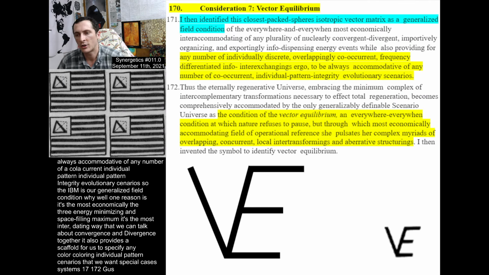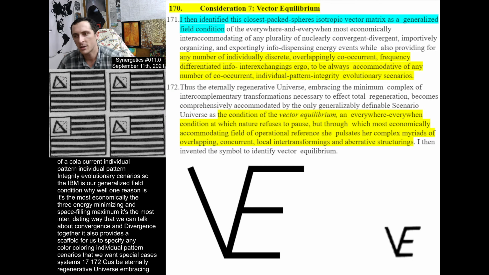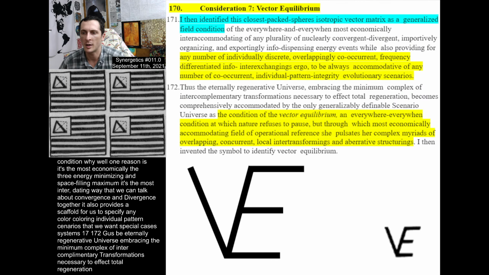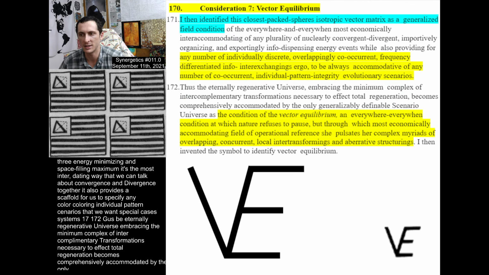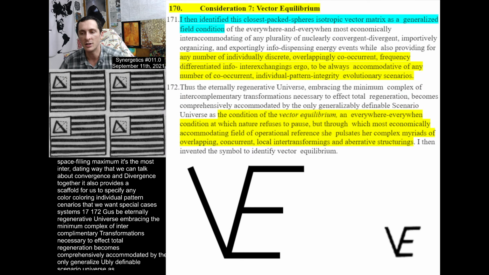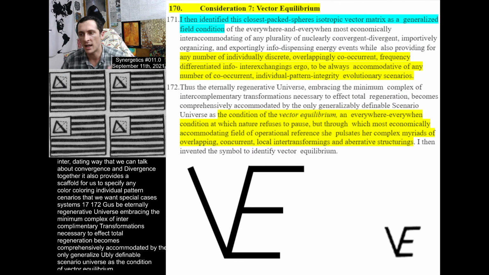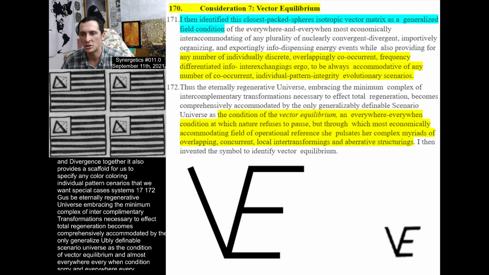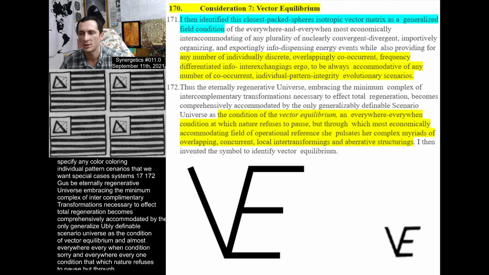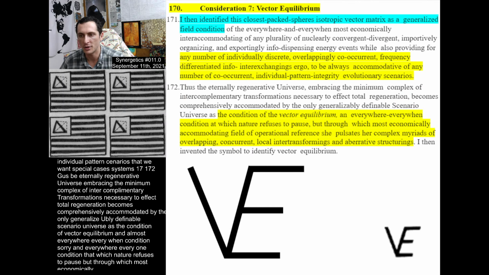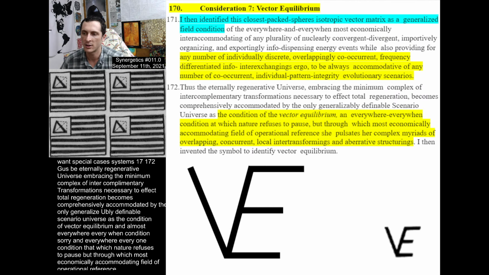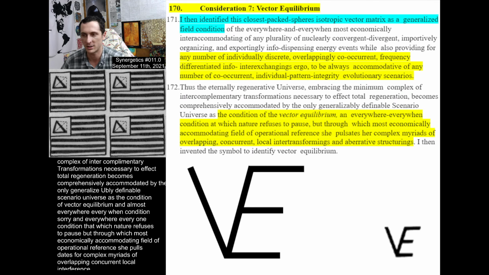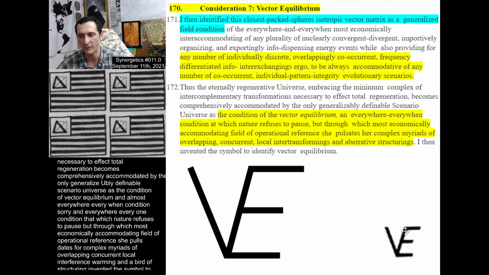Thus, the eternally regenerative universe, embracing the minimum complex of intercomplementary transformations necessary to effect total regeneration, becomes comprehensively accommodated by the only generalizably definable scenario universe as the condition of vector equilibrium, an almost everywhere everywhen condition, at which nature refuses to pause, but through which most economically accommodating field of operational reference she pulsates her complex myriads of overlapping concurrent local intertransformings and aberrative structurings. I then invented the symbol to identify vector equilibrium.